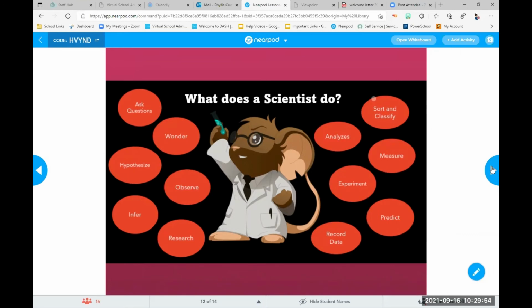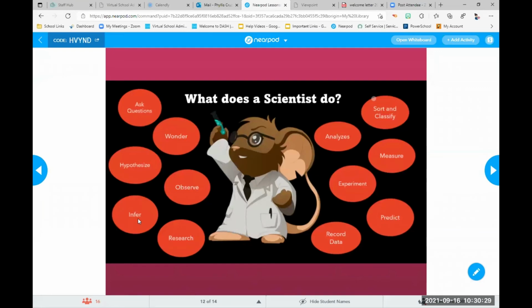What does a scientist do? This is so fast. A scientist asks questions. Yeah, they always have questions. They always want to know things. That's what a good scientist does. They wonder, I wonder why. I wonder how. You're going to do that in a moment. Get ready. We hypothesize. That's where we believe something will happen. And we think about what it's going to do. We observe with all of our senses, not just our eyes. Okay, you observe with all of your senses.